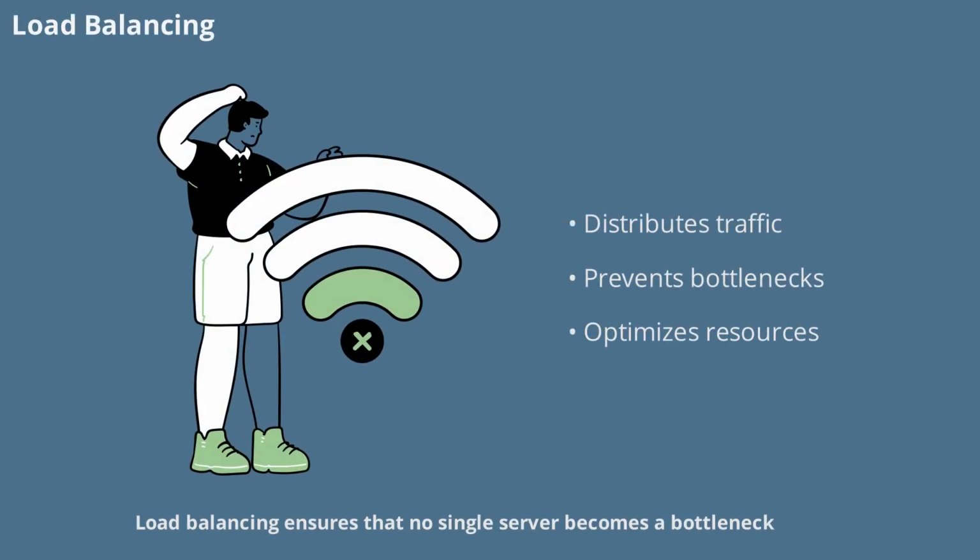Load balancing ensures that no single server becomes a bottleneck. By distributing incoming requests across multiple servers, systems can handle more traffic and remain responsive. Real-world load balancers use sophisticated algorithms to optimize resource usage and minimize downtime.